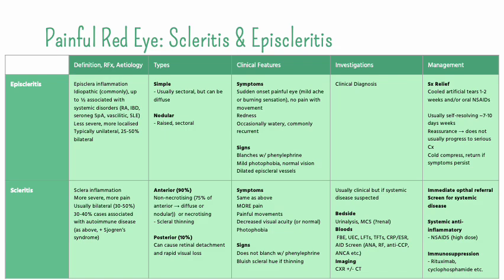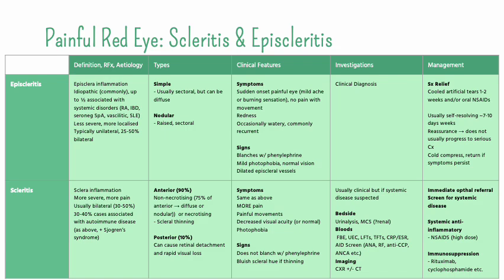with systemic disorders, including the list that I've got in the table. They both have different types, anterior and posterior for scleritis and simple and nodular for episcleritis. Whether or not you need to know these, I don't think you do for your exams, but the information is just here for knowledge or for your own interest.